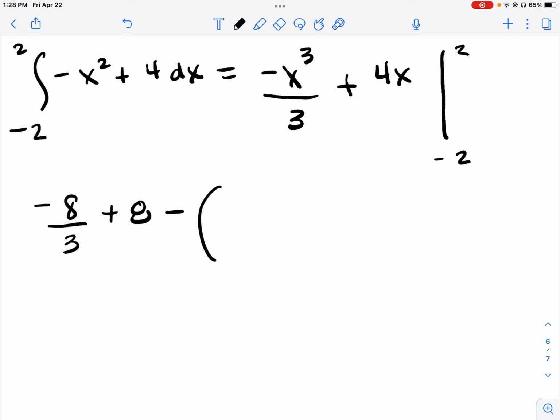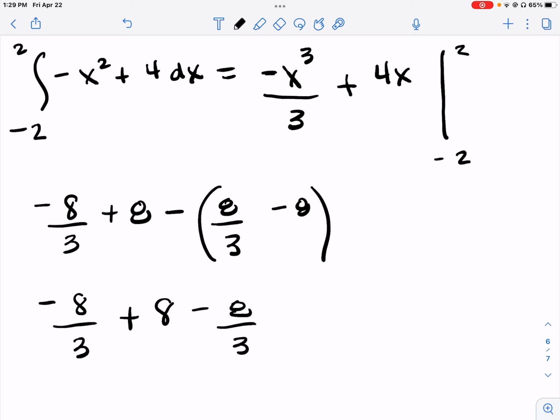Okay, now you plug in the bottom number. Okay, so negative times negative times negative would be -8, but then there's this negative in front of it. So this is +8. And 4 times -2 is -8. Distribute that negative for the parentheses. Okay, you can use your calculator or do it by hand. 32 over 3.